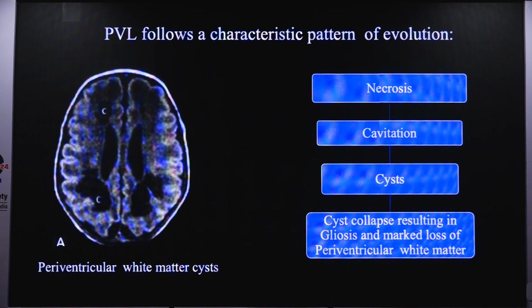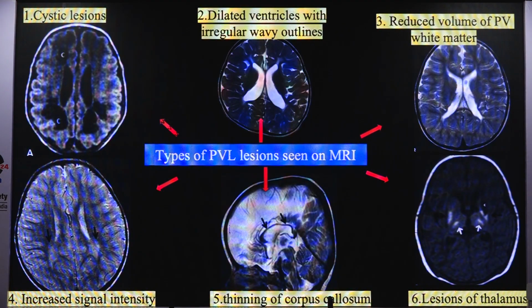So periventricular leukomalacia follows a very characteristic pattern of evolution. They undergo necrosis, cavitation, cyst formation, and then the cysts collapse and result in gliosis. So PVL lesions seen on MRI could be cystic lesions, could be dilated ventricles with irregular wavy outlines, could be reduced volume of periventricular white matter, or they could have increased signal intensity, thinning of the corpus callosum, and lesions of the thalamus.